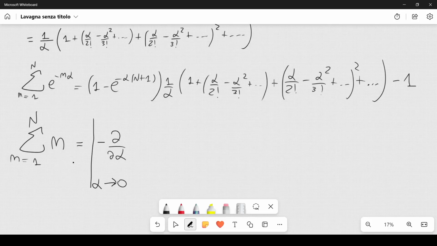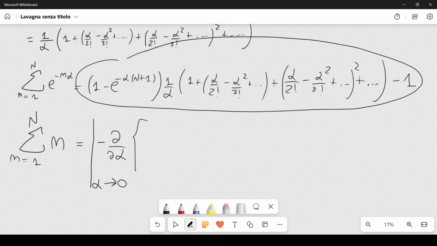So this summation is the limit. So here we have already taken the limit for alpha going to 0. Okay, so I will write it like this. And then here we have to put these quantities. We have exactly this expression here.